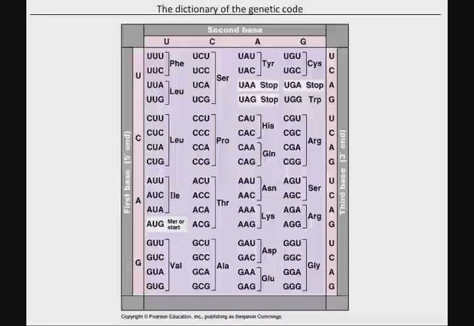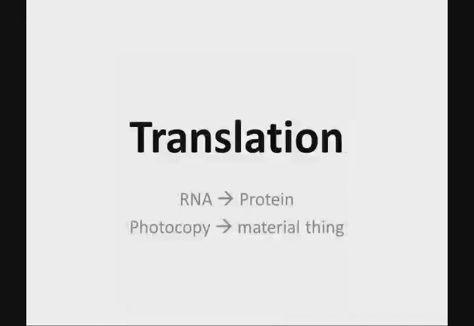So again, it's a triplet code, right? So we know the genetic code. Any 3 nucleotides you give me, I can tell you what they code for, what amino acid, what of the 20 amino acids that all life uses, what is it dictating is going to go next in the protein. So translation, RNA to protein.